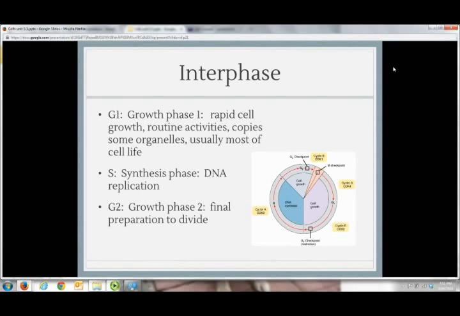During the S phase, or synthesis phase, DNA is going to be replicated. Here it's starting to get ready for when it eventually goes into mitosis. During G2, or the growth phase 2, the cell takes the final steps in preparation to divide.